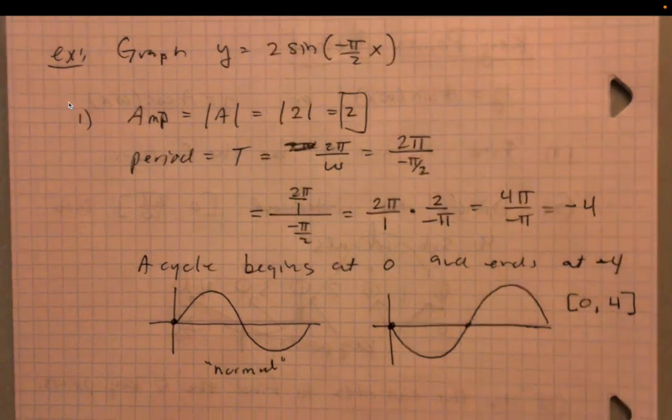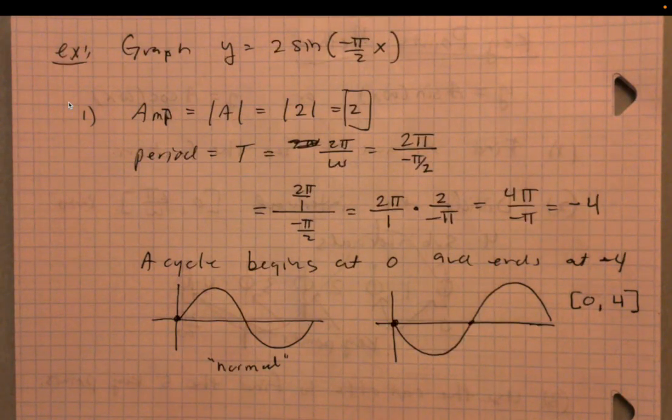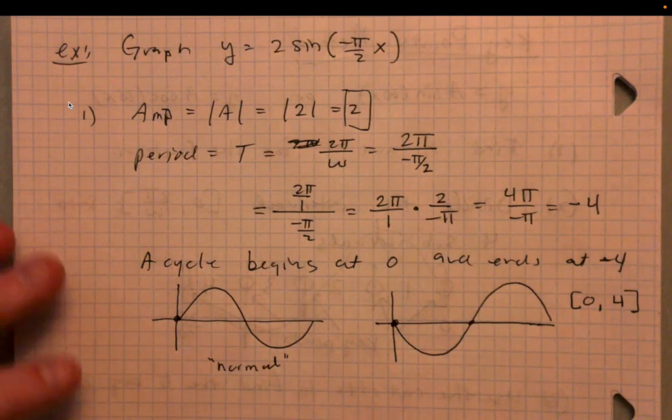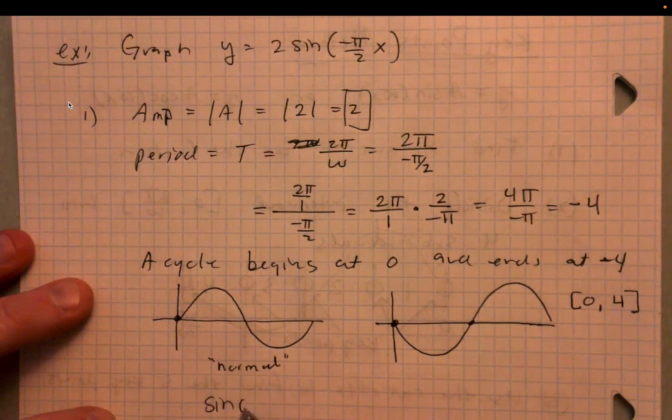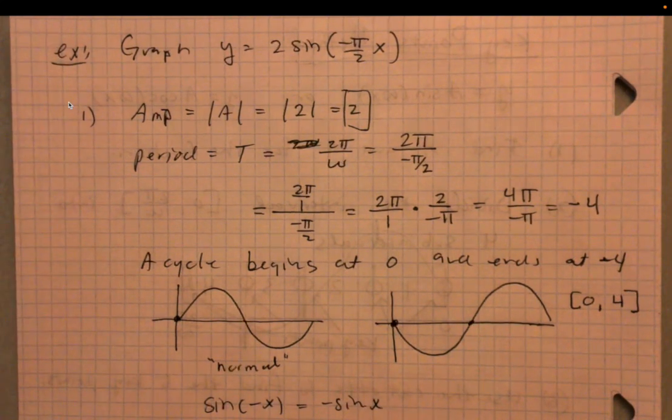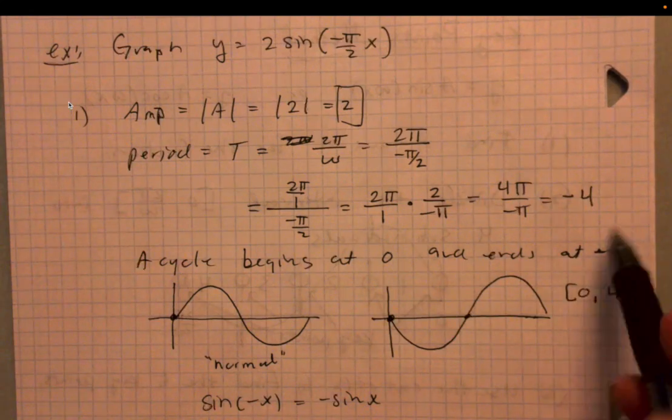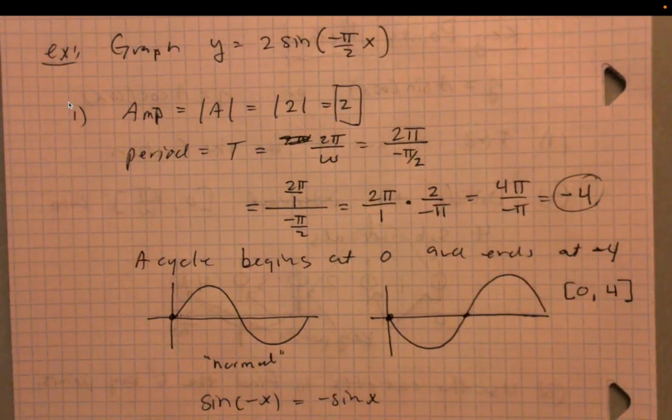All right. The negative just tells us, because the sine function is an odd function, so sine of negative x equals negative sine of x. Right? The negative is what causes it to change directions here, right? And so that's what we're being informed of when we come across that. Okay, so that's step 1. We got the period, we got the amplitude.